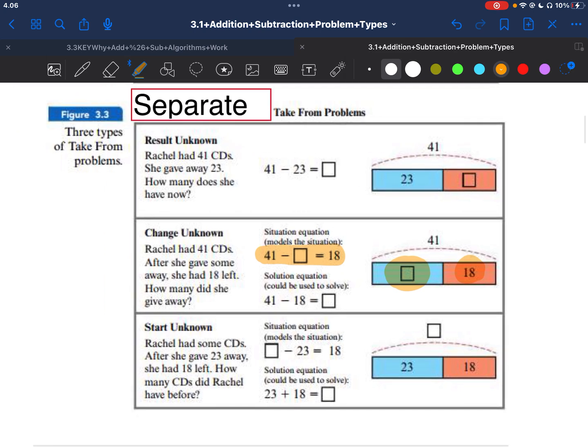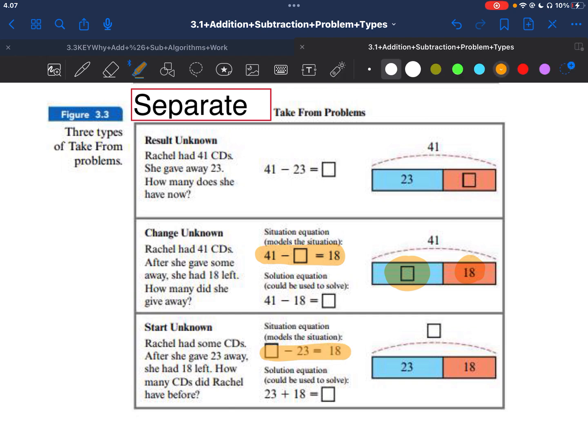Okay. Similar to join problems, there's a separate start unknown. In this example, it says Rachel had some CDs, so we don't know how many she started with, but after she gave 23 away, she had 18 left. How many CDs did Rachel have before? So we have to go backwards, right? That's why this is start unknown. We're taking away, and then we know the result.